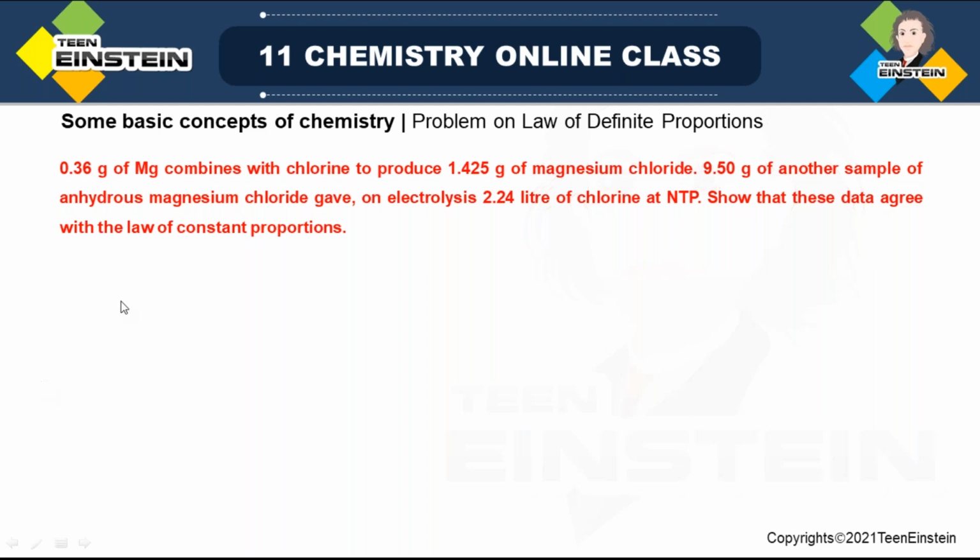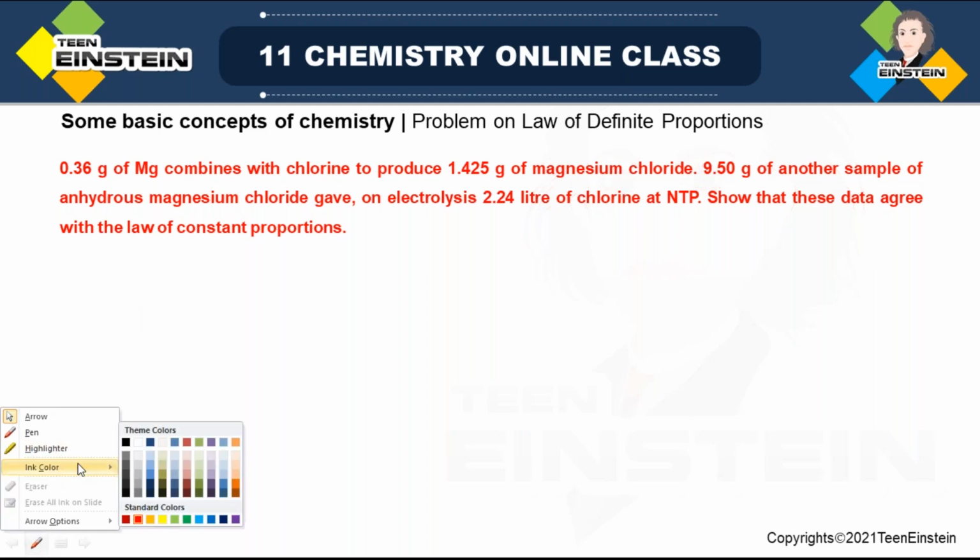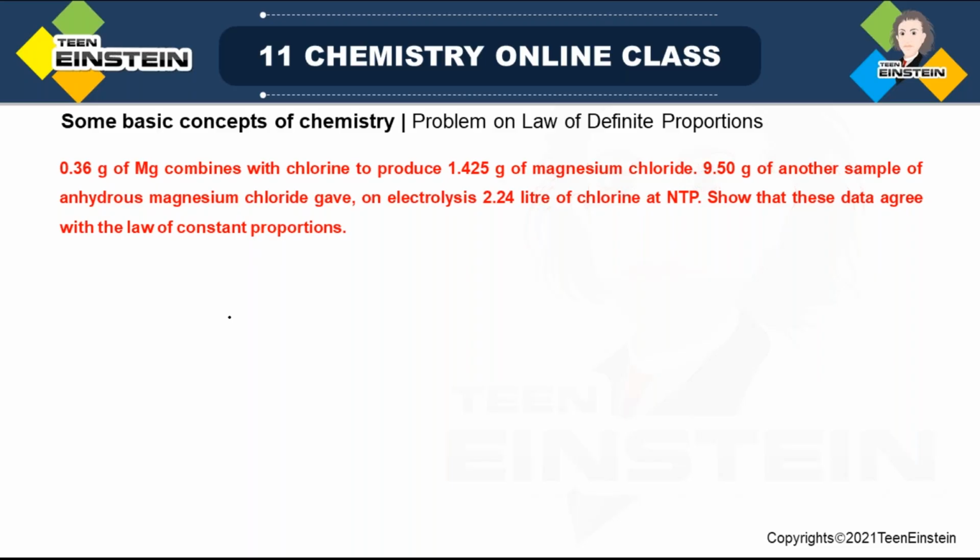0.36 gram of magnesium is reacting with chlorine, and it is producing 1.44 gram of MgCl2, that is magnesium chloride. So this is one method by which MgCl2 is produced. So we can say Mg plus chlorine, we are getting MgCl2. Another process, 9.50 gram of sample of anhydrous magnesium chloride.